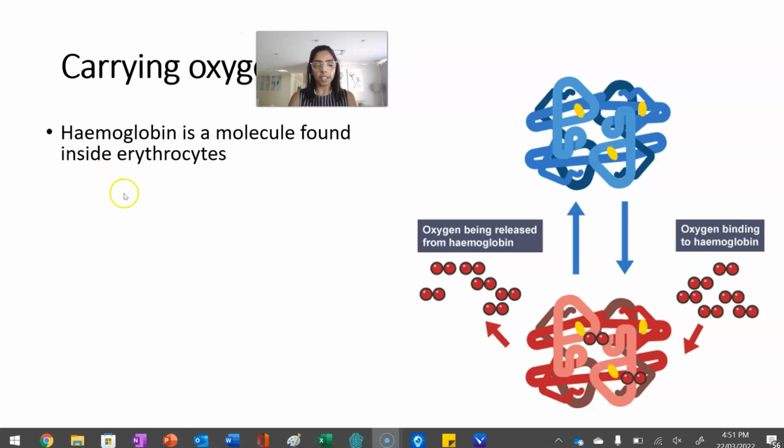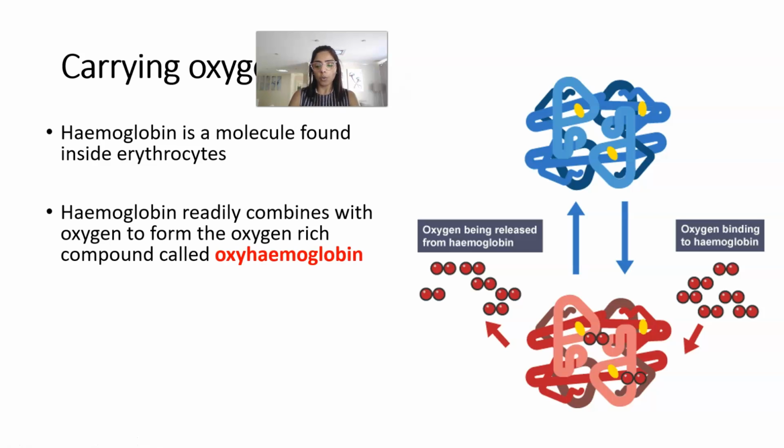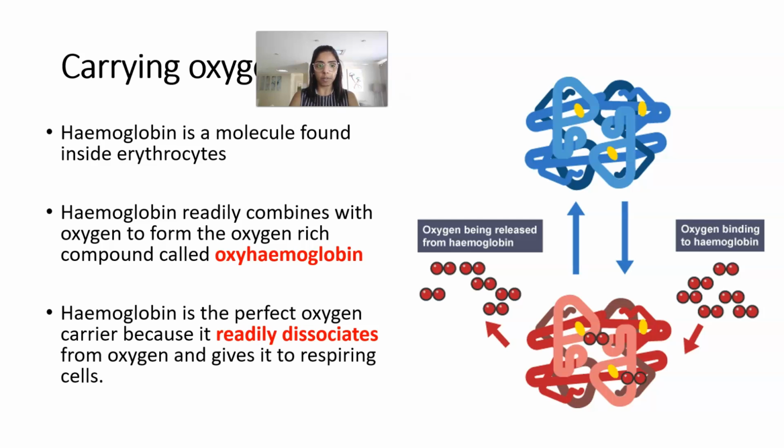So remembering, hemoglobin is found in erythrocytes. When we have oxygen combining with hemoglobin, we form oxyhemoglobin, and this molecule is really useful in the human body because not only does oxygen associate readily with hemoglobin, it will also dissociate, and that means it will give up that oxygen to surrounding tissues.